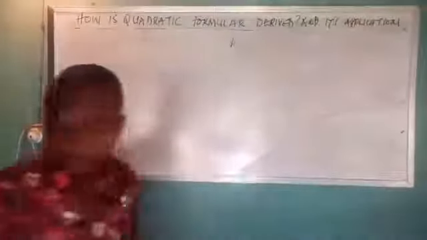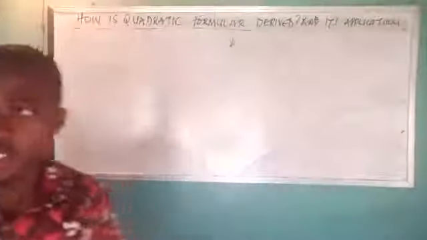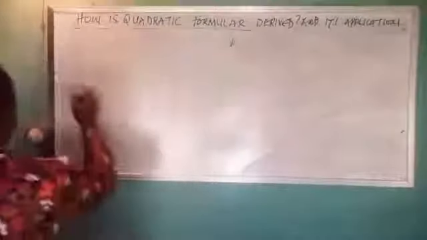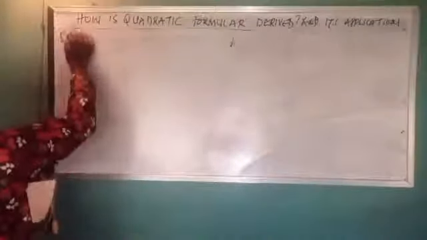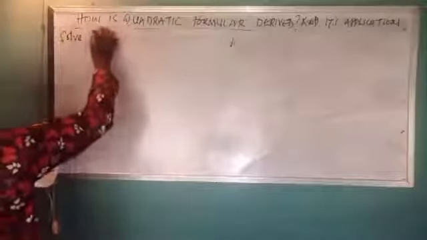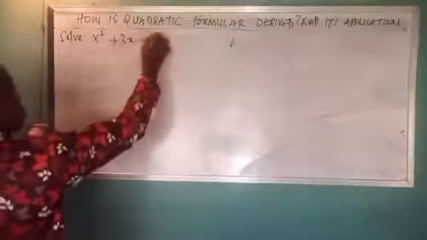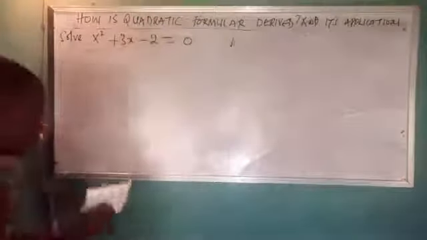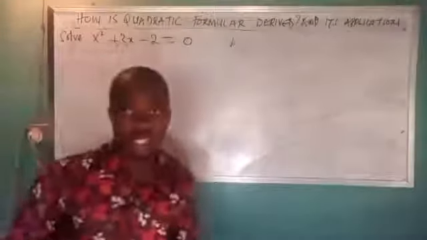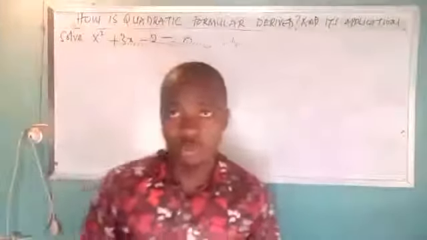Let's look at this one. Let's say you are given this particular question to solve. That is, solve x squared plus 3x minus 2 equals 0. Saying this is what is called a quadratic equation.